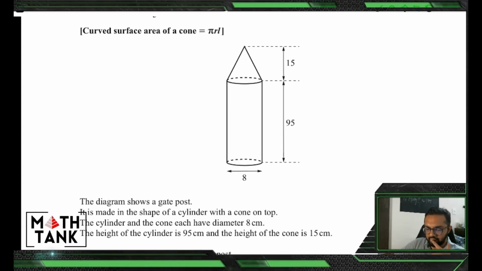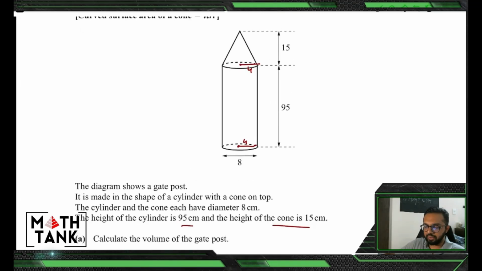The diagram shows a gate post. It is made up of the shape of a cylinder with a cone on top. The cylinder and the cone each have a diameter of 8. Okay, so we don't use the diameter, we use the radius. So I'm going to label the radius and say it's 4 so that I don't make a silly mistake. The height of the cylinder is 95 and the height of the cone is 15. Calculate the volume of the gate post.